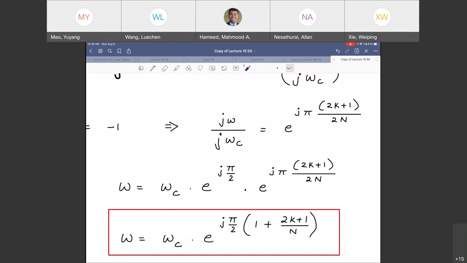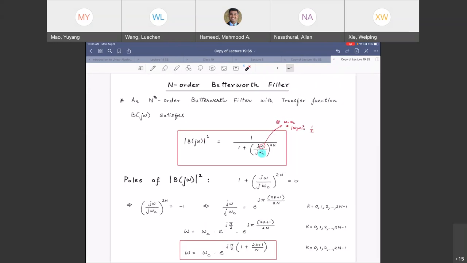Now the angles are going to be pi over 2 multiplied by (1 + (2k + 1)/n), where k goes from 0 to 2n minus 1, because we are looking at poles for 2n. Half of them we will throw away, all the ones that are in the right half.